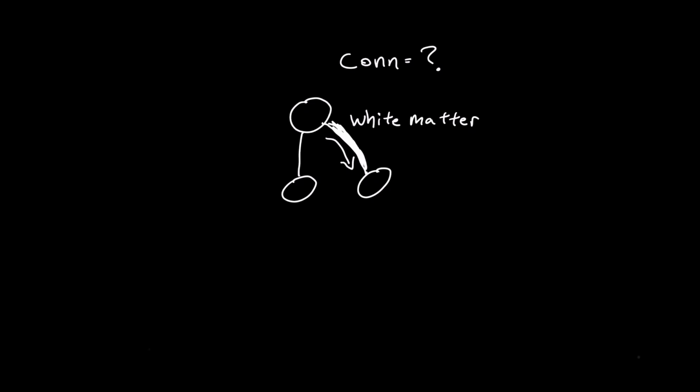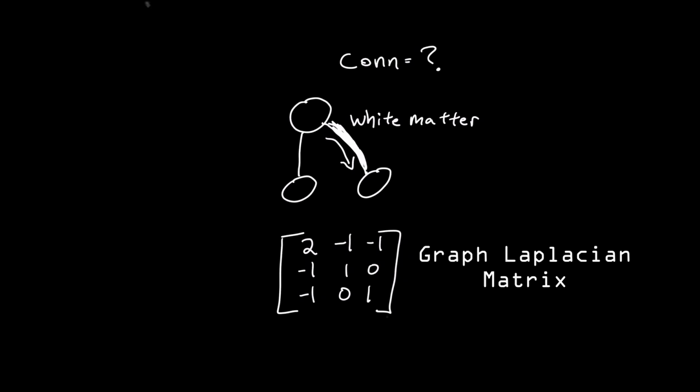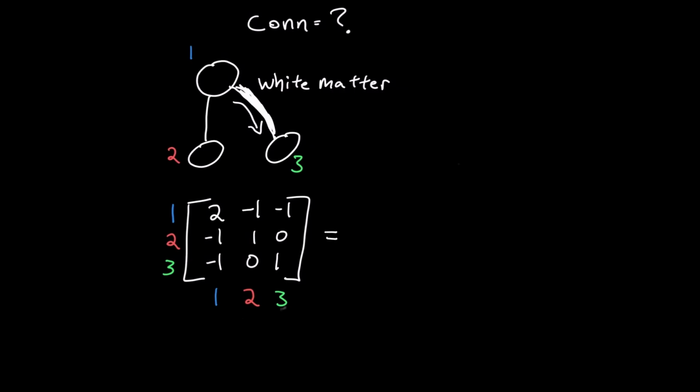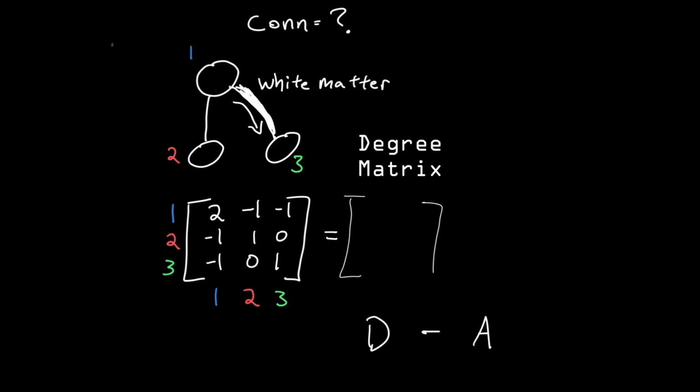How do we calculate this? By using a collection of numbers called the Graph Laplacian matrix, or Graph Laplacian operator. Each row in the matrix corresponds to a node, and so does each column. This is made up of just two terms, D minus A. D is the degree matrix, and for each node, it contains the degree of that node. That is, how many neighbors that node has.